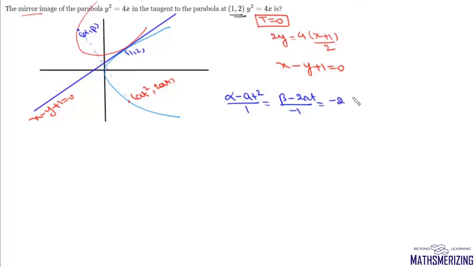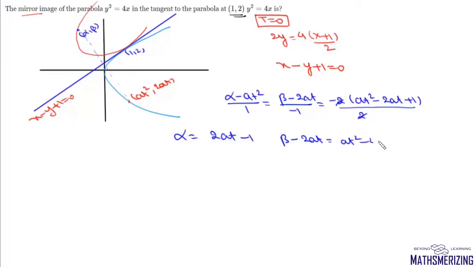We'll put the value of x and y. So it will be (at square minus 2at plus 1) upon (a square plus b square), which is simply 2. So we'll get this alpha as, now at square will cancel, and we'll get it as 2at minus 1. And if we write beta, we write beta minus 2at, and here it will be at square minus 2at plus 1, so it'll also cancel. So we'll get alpha plus 1 equals 2at and beta minus 1 equals at square.